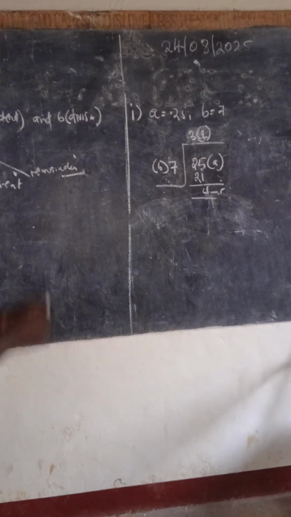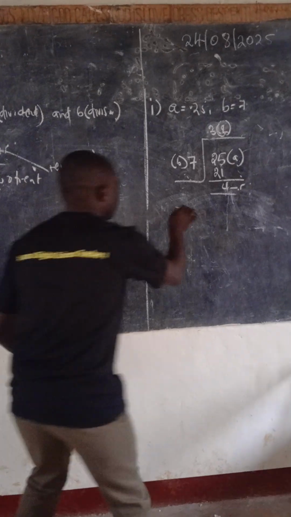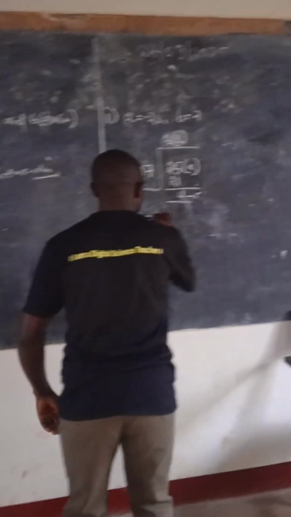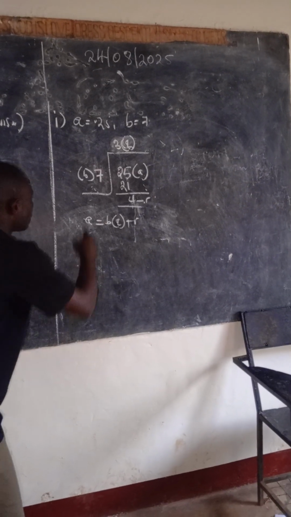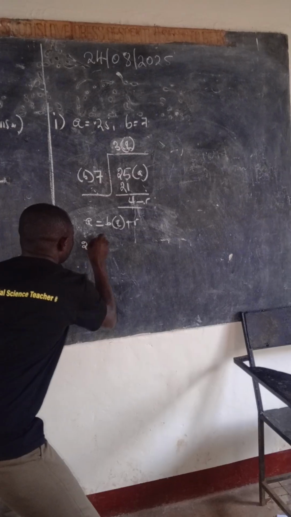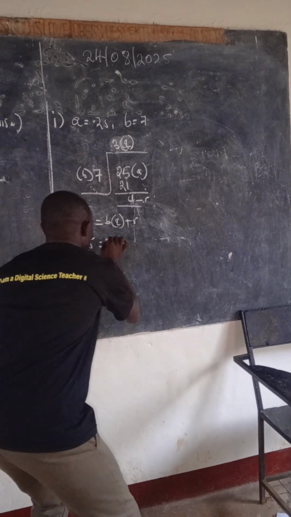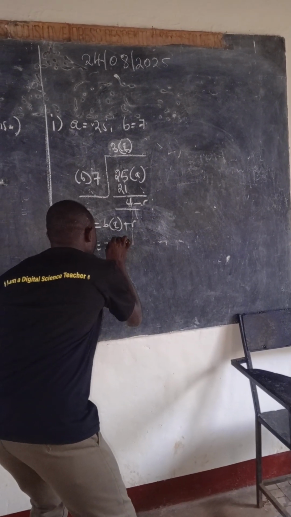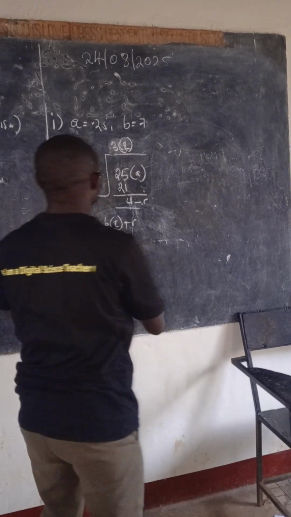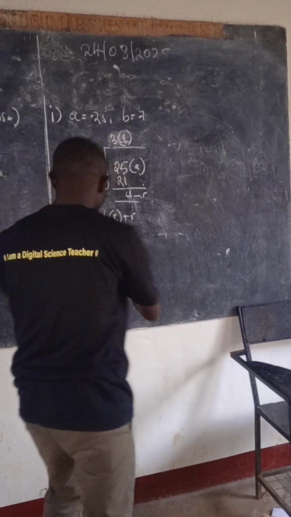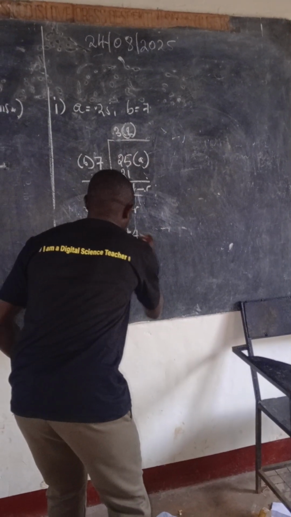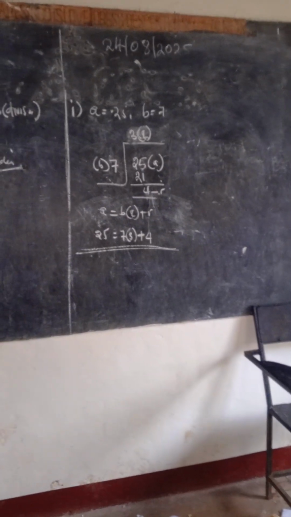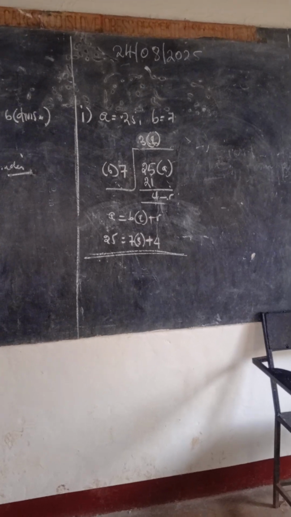Now, finally, we can fill the expression, which was A is equal to B into Q plus R. And then just remember, we shall have our A is 25. Our B is 7, into, what's the quotient? 3. Then plus our remainder, which is 4. My friends, this is now how the expression comes.